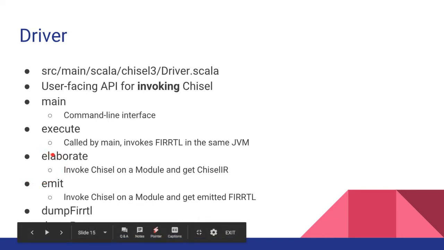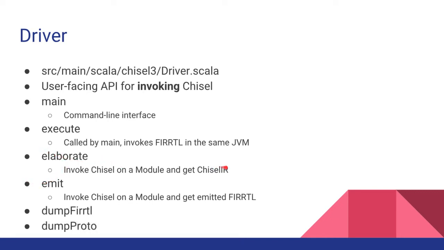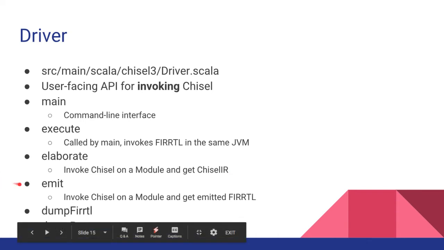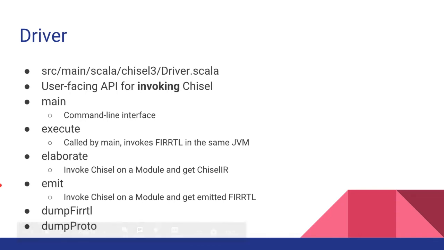Elaborate allows you to just invoke Chisel and get Chisel IR, not FIRRTL. Emit lets you invoke Chisel on a module and get the emitted FIRRTL, so this will give you the text of the FIRRTL. Sorry, I can't see what's underneath it. There's also dumpFirrtl, which will call emit and dump that FIRRTL to a file. And then there's dumpProto.